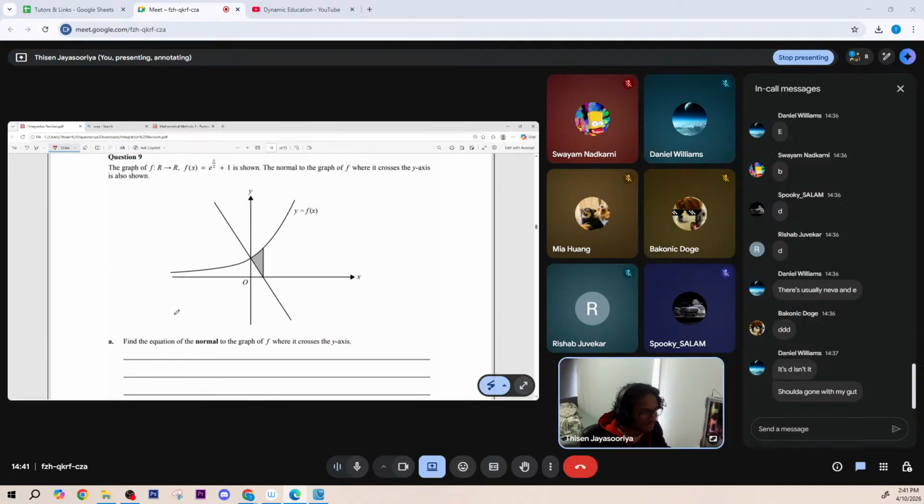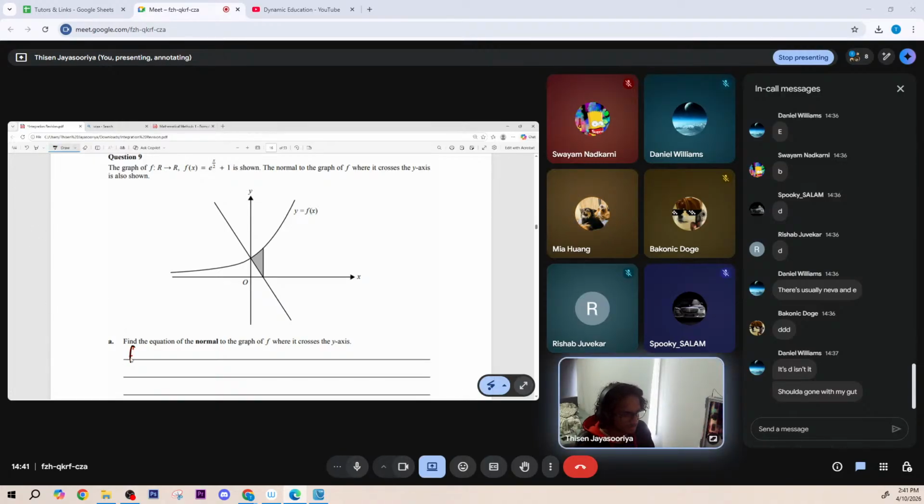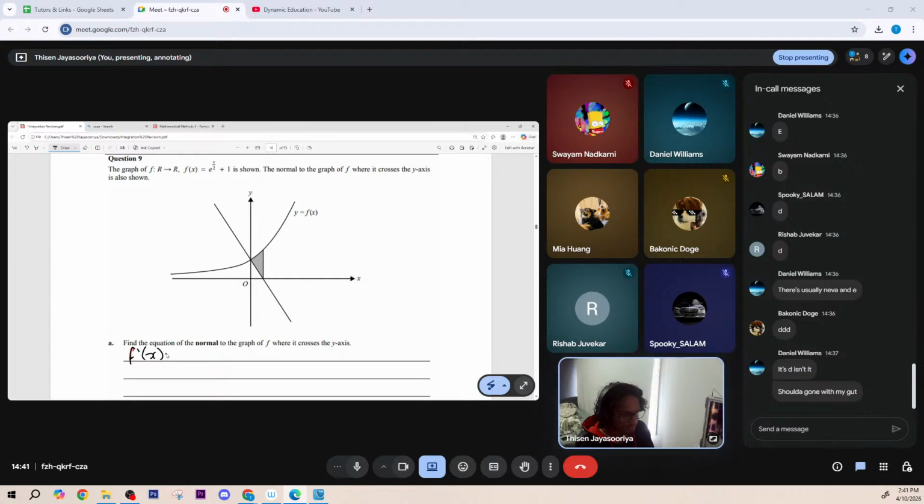So here, right? We saw this one yesterday. Mia, do you remember seeing this one yesterday? Can you explain how we find the normal equation again? We found the derivative, and then when x is 0. Yeah, so here, what's the derivative of this function? Is it e to the x over 2 over 2?